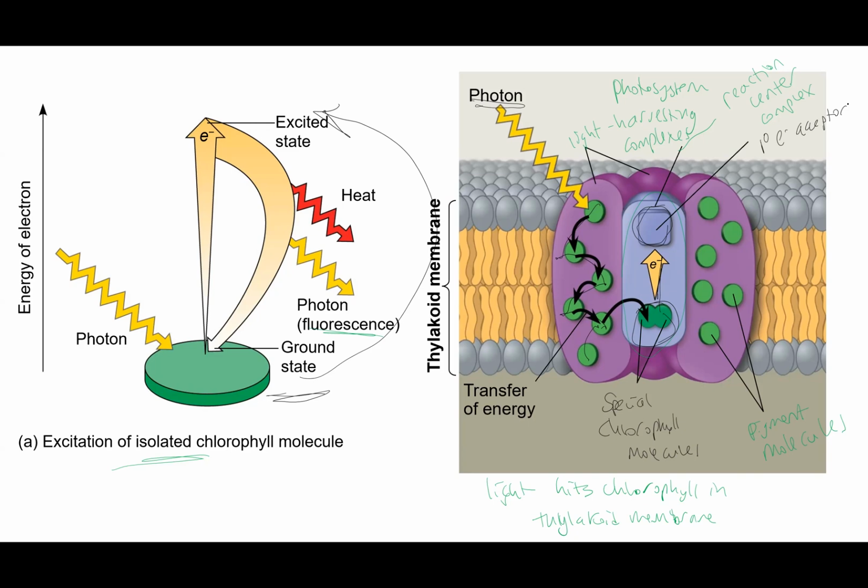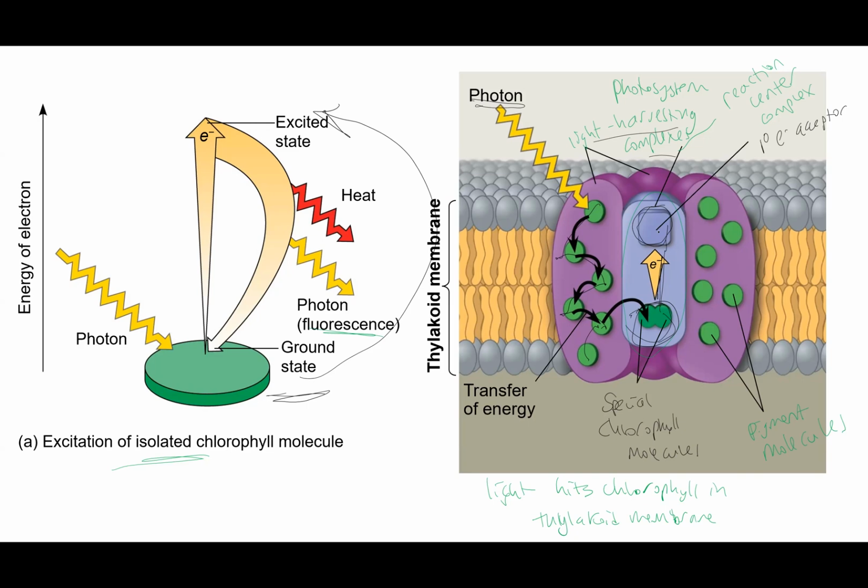So the light harvesting complex is harvesting the energy from the light. It's bouncing around until it gets transferred into the reaction center complex, where those chlorophyll molecules will transfer the electrons to a primary electron acceptor. Okay, where is this happening? This is in the thylakoid membrane.